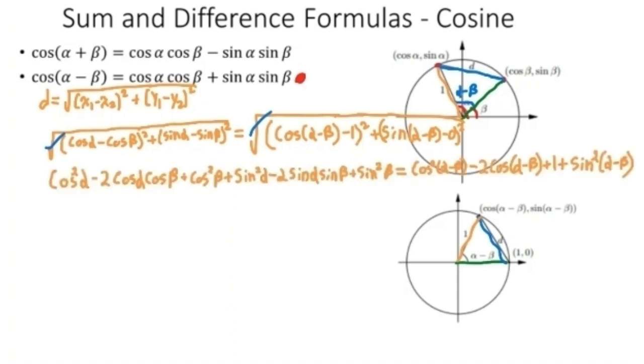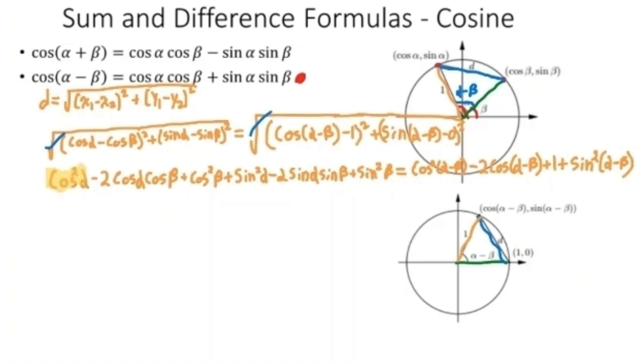And with everything expanded, we have cosine squared alpha minus 2 cosine alpha cosine beta plus cosine squared beta plus sine squared alpha minus 2 sine alpha sine beta plus sine squared beta on the left-hand side, while the right-hand side becomes cosine squared of alpha minus beta, minus 2 cosine of alpha minus beta, plus 1, plus sine squared of alpha minus beta. From there, we notice that there's a lot of cosine squareds and sine squareds. That's going to allow us to use the Pythagorean identity.